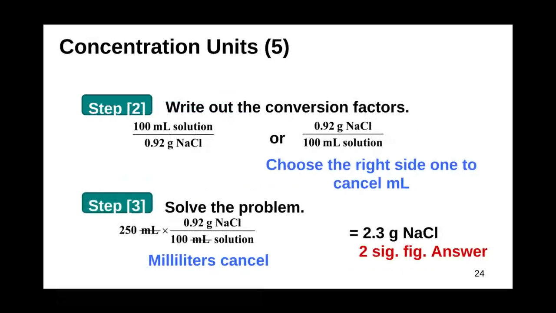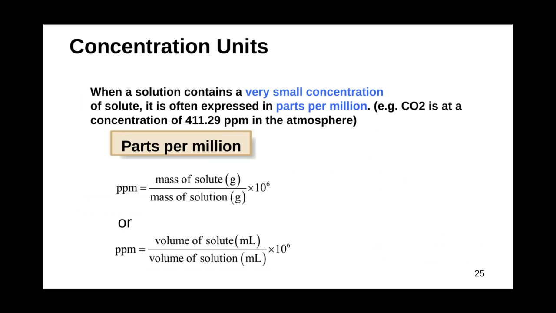Because remember, it would be 0.92 grams in 100 milliliters, 2.5 times 0.92 is going to give us 2.3. Just conceptually going through our friend math. Fun stuff. So a very important type of concentration unit.